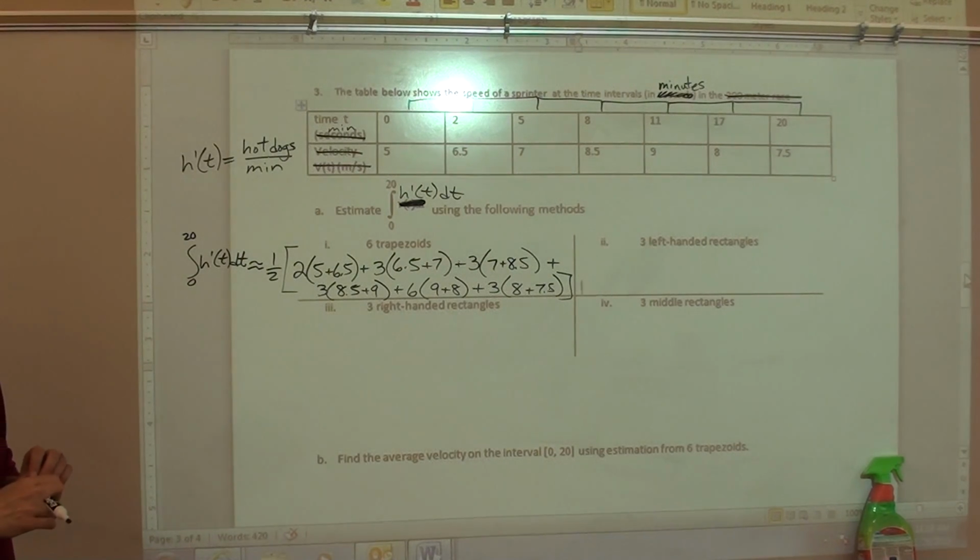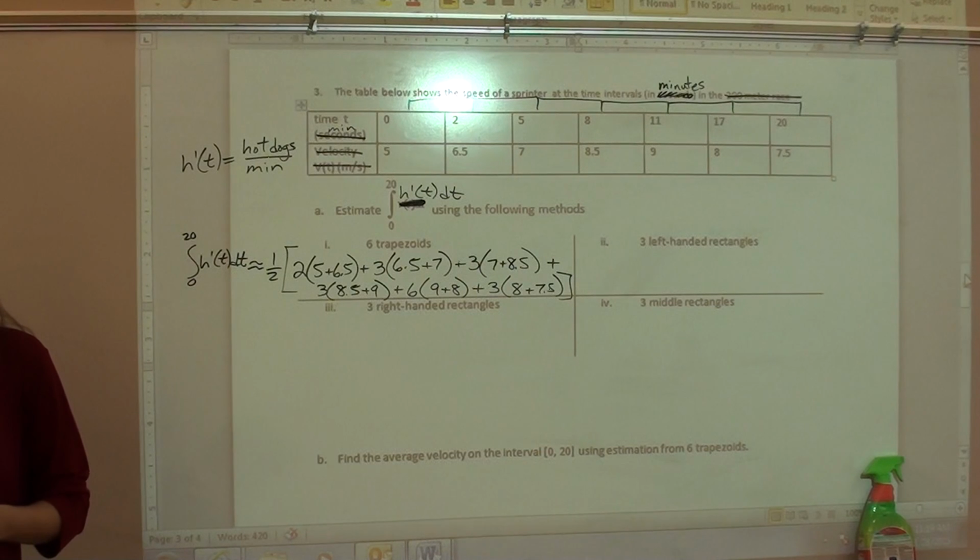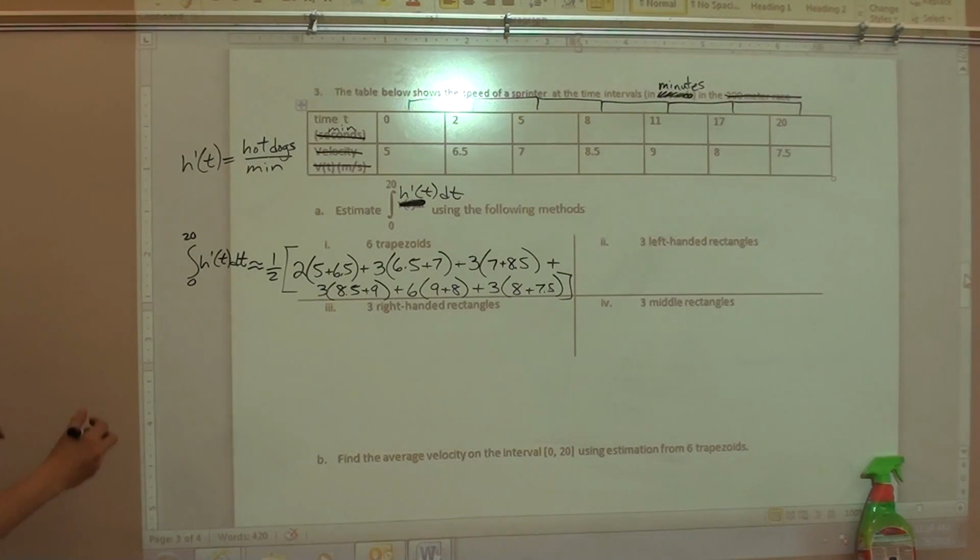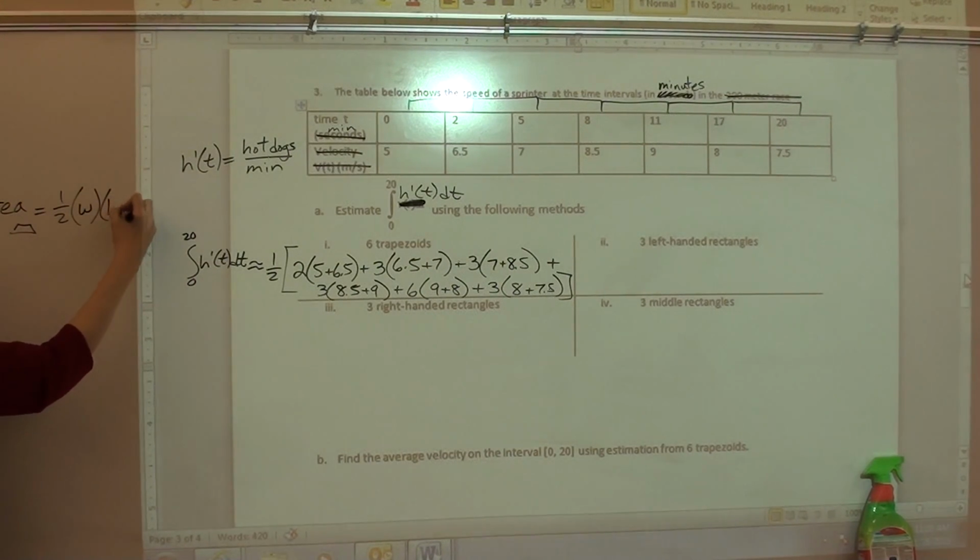So what if they did have uniform widths? Then you could just put the width out front and then add all the heights. Yes? What's the general notation for the area of a trapezoid again? Area of a trapezoid is 1/2 times the width times the sum of the heights.